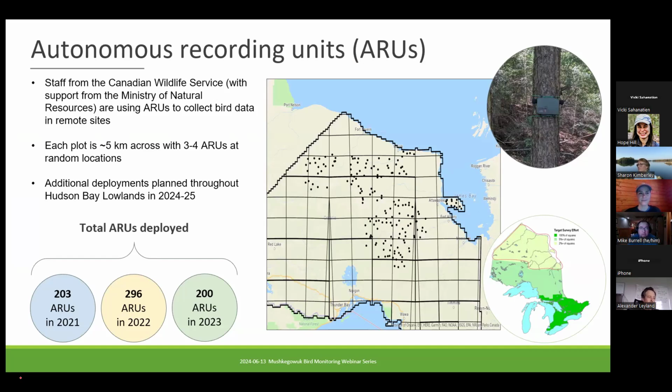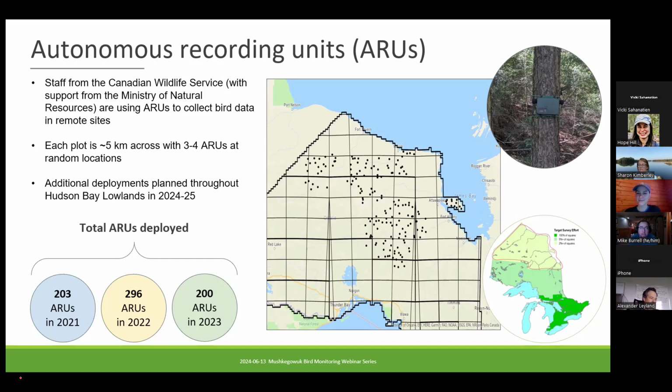These are deployed by Environment and Climate Change Canada's Canadian Wildlife Service staff with support from the Provincial Ministry of Natural Resources and Forestry. And most of these are deployed by helicopter early in the season, so sometime in May usually, and then they're retrieved in the fall, in September or October, again by helicopter. But as Kaylin said, they could be deployed in other places in the province by snow machine, or by canoe, or by foot, however makes sense.